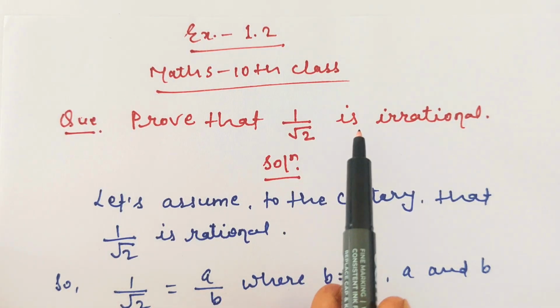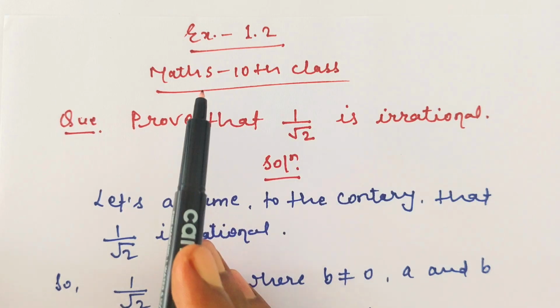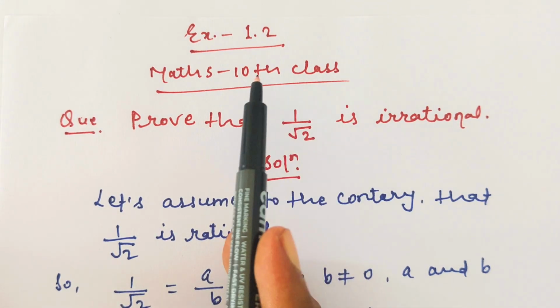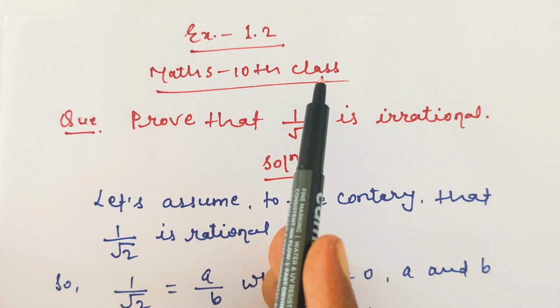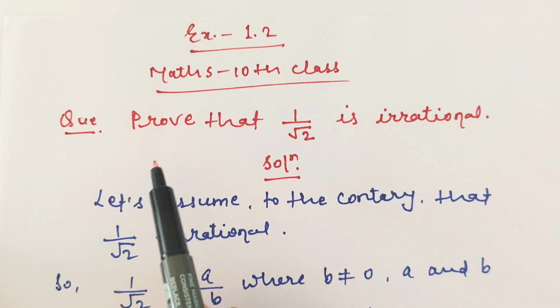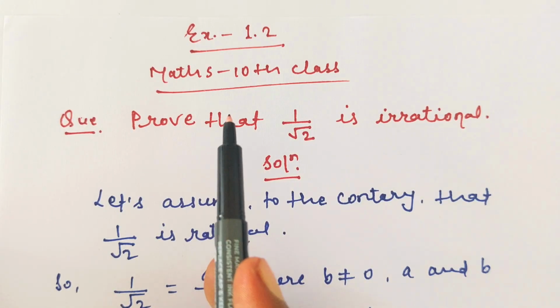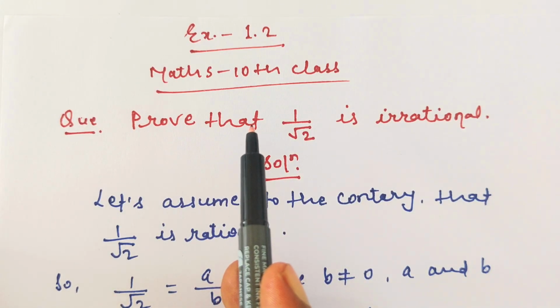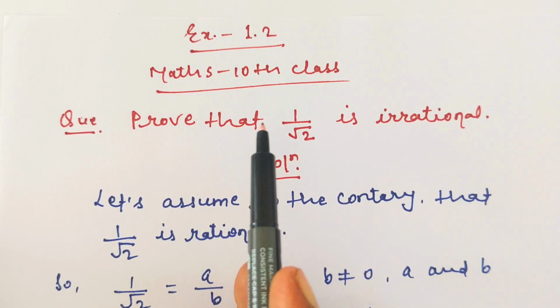Prove that 1 by root 2 is a rational number. This is 10th class math, which is important for the CBSE and JAC boards and also for other state boards. If you haven't watched part 1 of this class, please go and watch it from the playlist because I have already uploaded all these things.